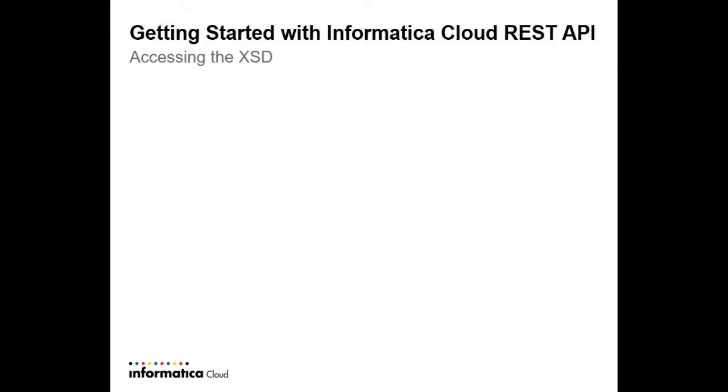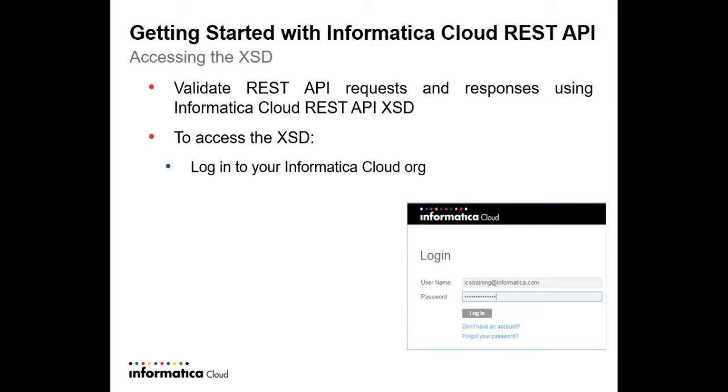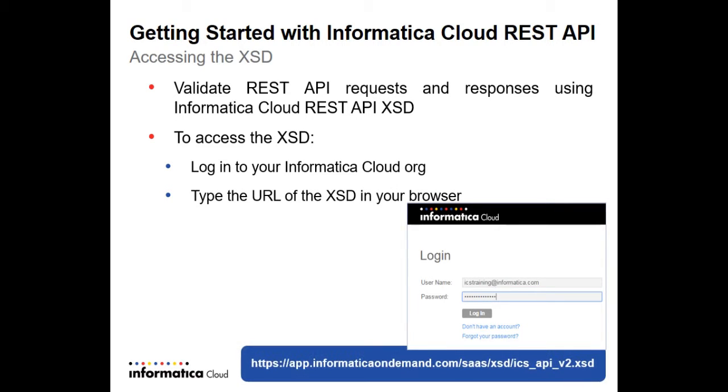The XSD files are used to validate an XML. The Informatica Cloud REST API supports requests and responses in JSON and XML. By default, they are in XML. Hence, you need an XSD to validate the request you send and also check your response XML. To use the XSD URL, first log in to the Informatica Cloud. Then, enter the XSD URL. The URL is as shown on the screen. You can also find this URL in the Developer's Guide.